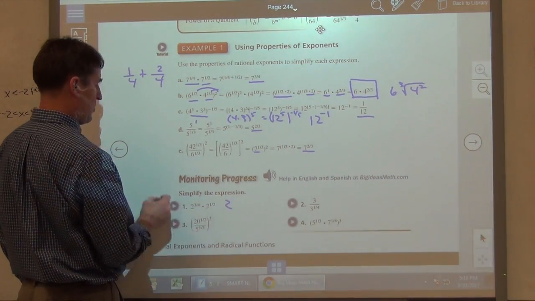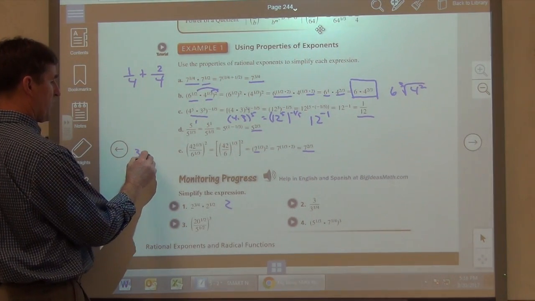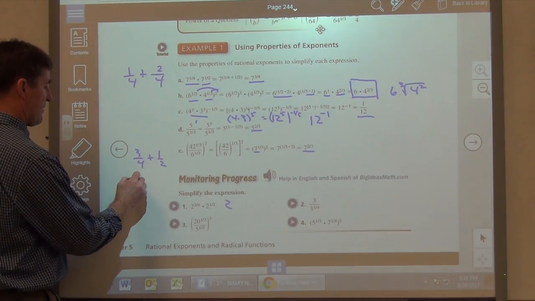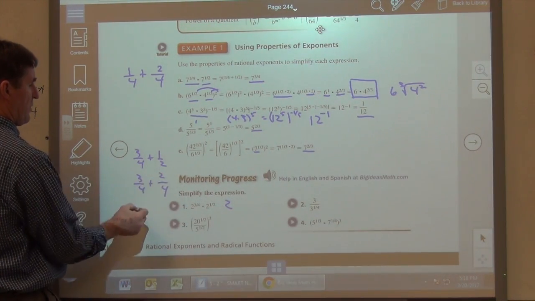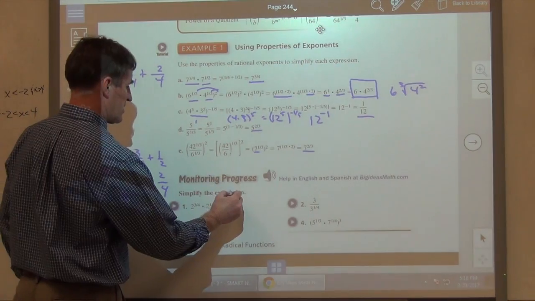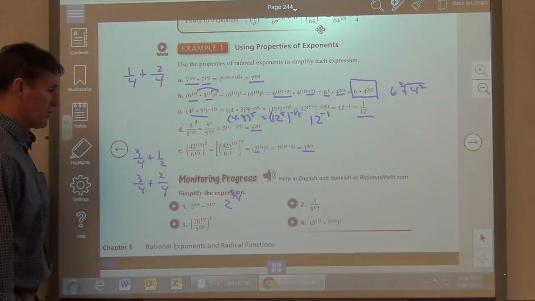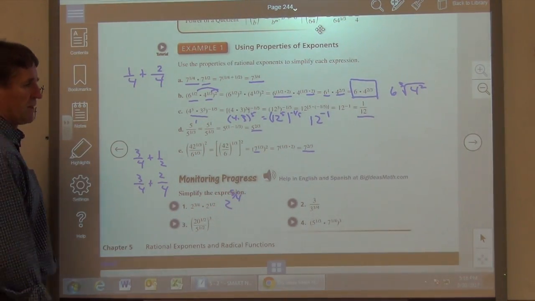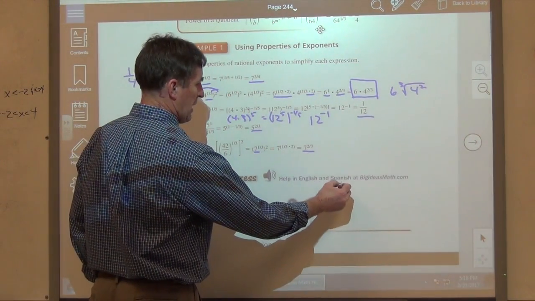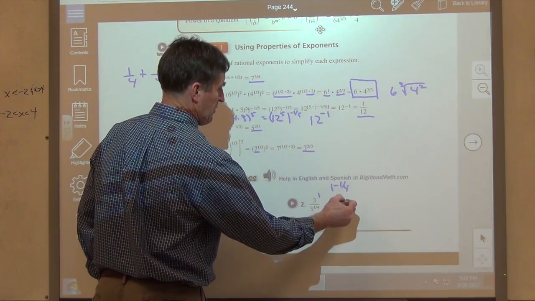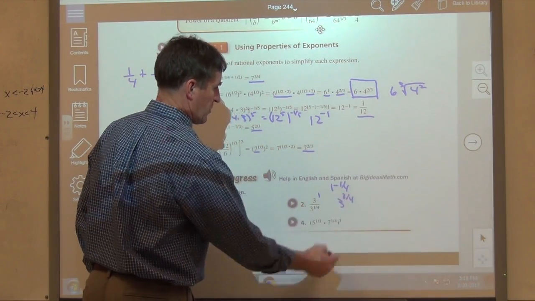So on this, power to a power we multiply, so you should have gone 2, and then added 3/4 plus 1/2. Again, we have to have a common denominator, so I'm going to change that to fourths, and we get 3/4 plus 2/4 is 5/4. So you should have gotten 2 to the 5/4. This one, the base is the same, so that's 1, so we're doing 1 minus 1/4, so that would be 3, and then to the 3/4.